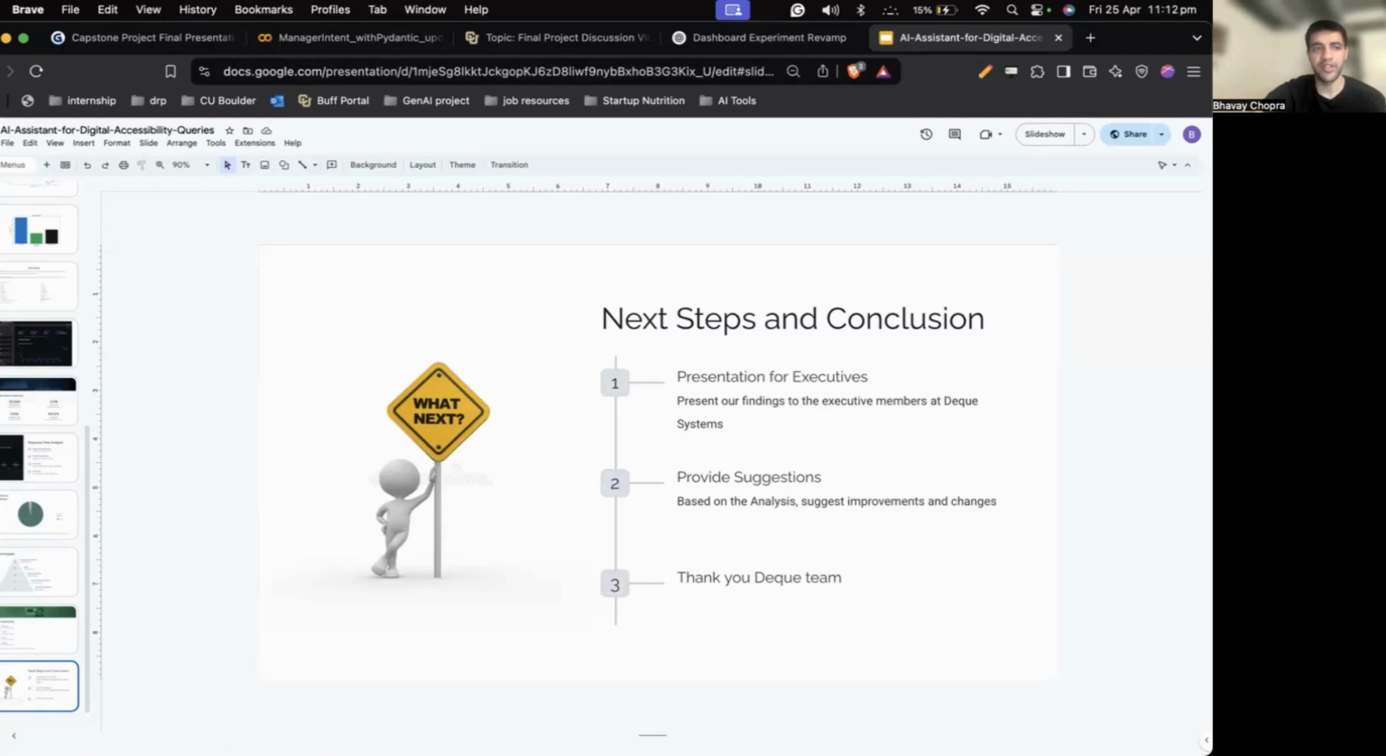Most importantly, this project reinforces that we're not just building an AI assistant, but we are creating a smarter, more human-centered support experience that reflects DQ's leadership in digital accessibility. I would also like to sincerely thank the DQ team for their trust, collaboration, and commitment to innovation. Together, we are making meaningful steps. The next step for us is that we are going to be presenting our findings to executive members at the DQ team. And we're also going to provide suggestions based on the analysis and ways that the AI chatbot could improve, as well as certain things at DQ as a company.